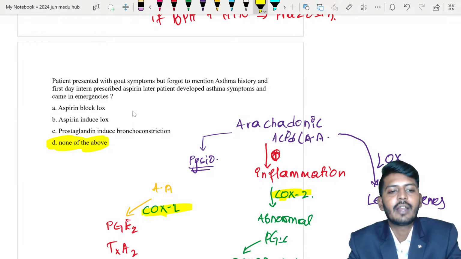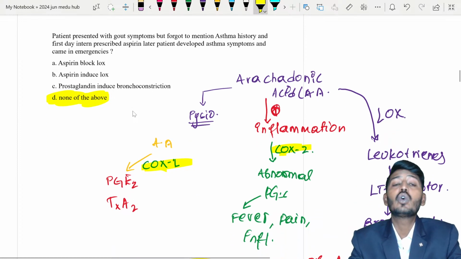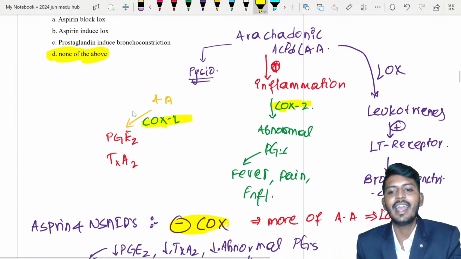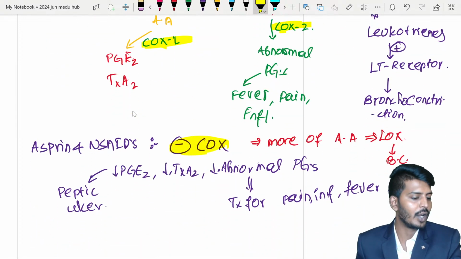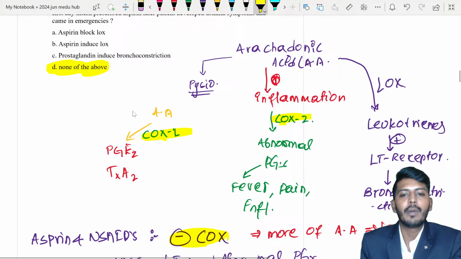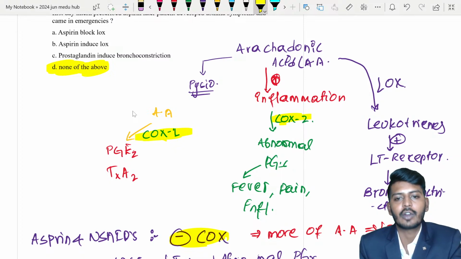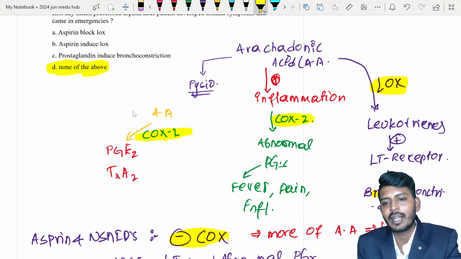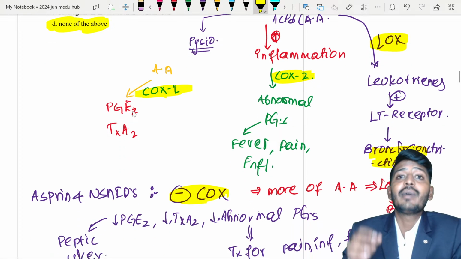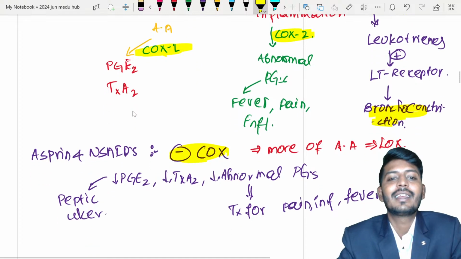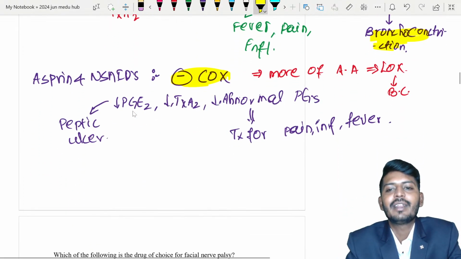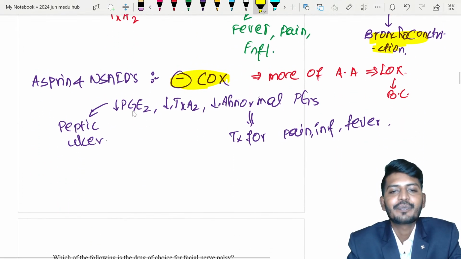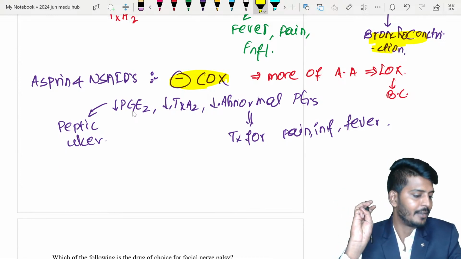So do not get confused. That is caused by leukotriene-induced bronchoconstriction. Do not make a mistake. When you block the COX enzyme, more arachidonic acid will enter into the LOX pathway that can lead to bronchoconstriction. So the side effect caused by aspirin, a very important effect, is bronchial asthma also.